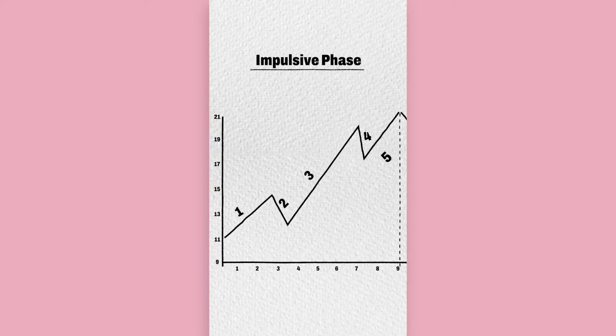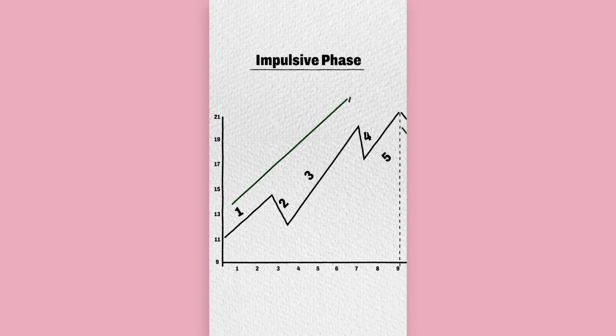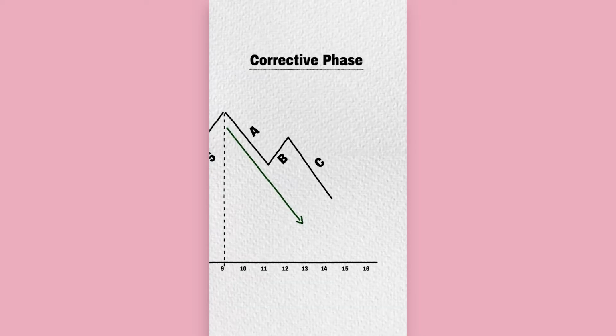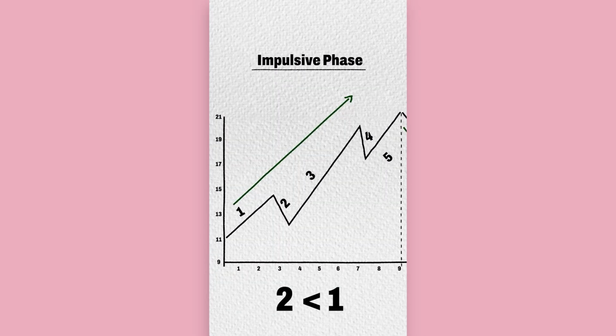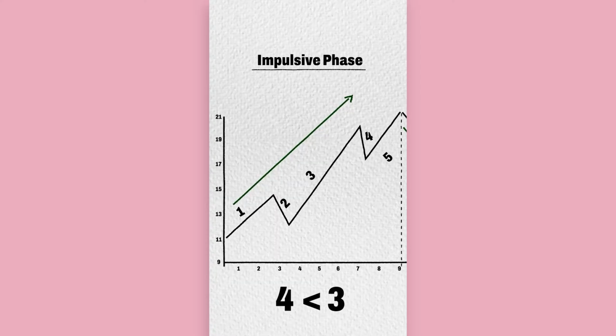Wave 1 to 5 is basically the impulsive trend. In 1 to 5, it is the upward trend, and A to C is the downward trend. And in 1 to 5, wave 3 is greater than wave 1 and 2. And in the same way, wave 2 is smaller than wave 1, and wave 4 is smaller than wave 3. Same logic applies even in the corrective phase.